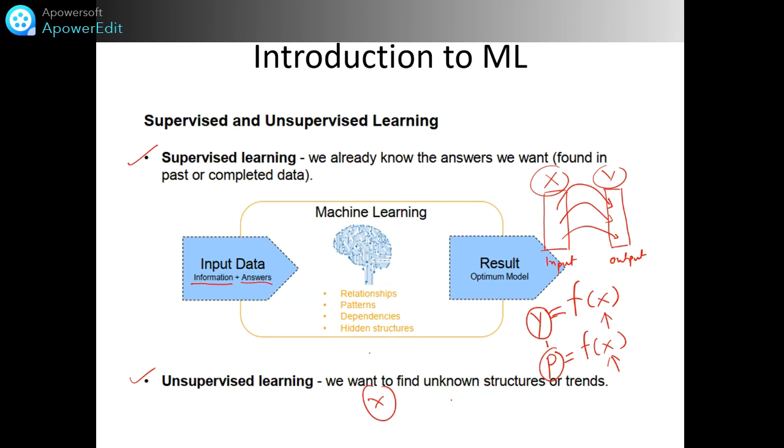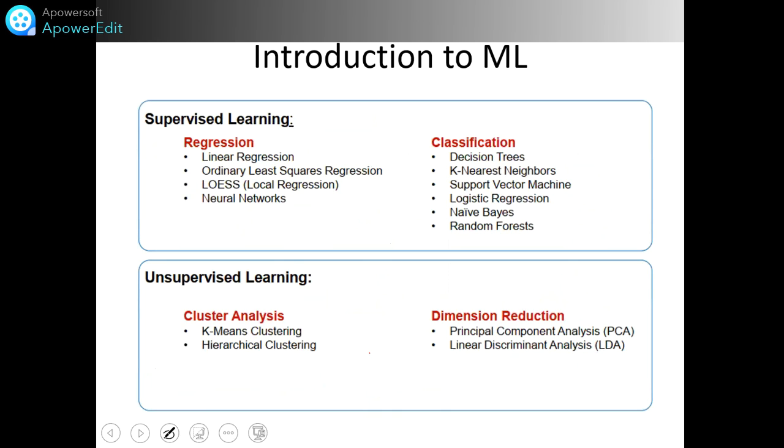So this is a type of clustering problem we have to solve, where no actual output is given. Here are some examples in the name of supervised and unsupervised learning. Inside supervised learning, regression and classification we have to perform. Regression simply means we are predicting real values or continuous values. Linear regression, ordinary least square regression, local regression, and neural network are the famous and basic techniques of regression.